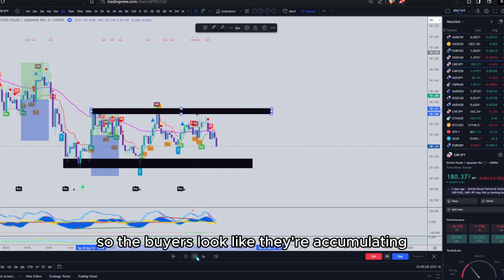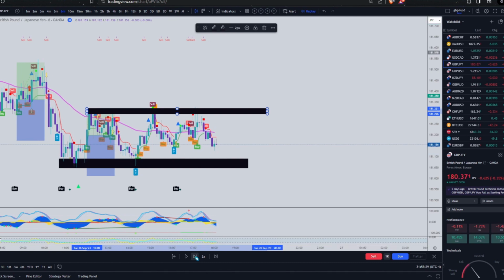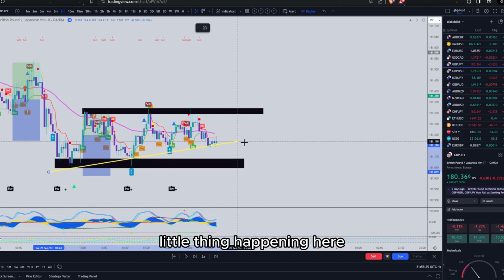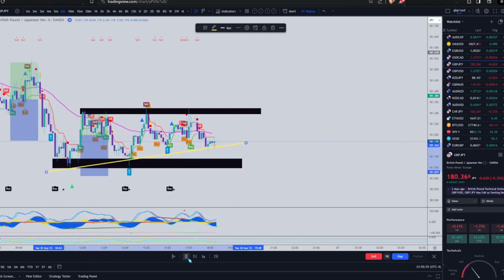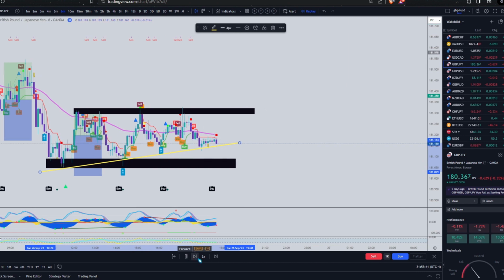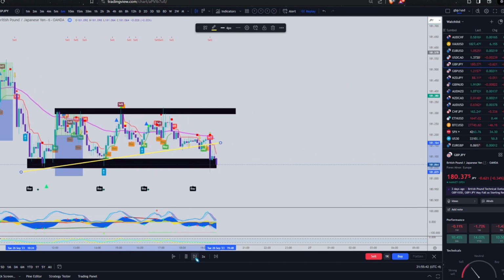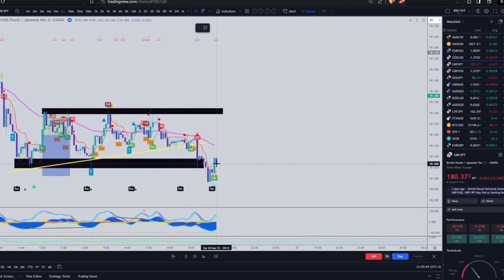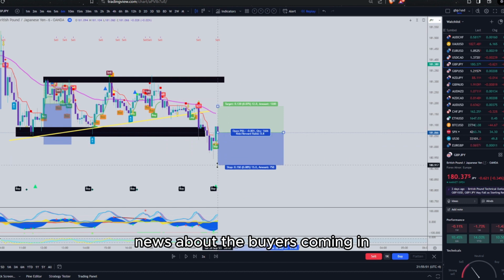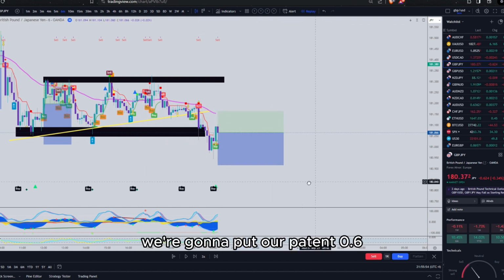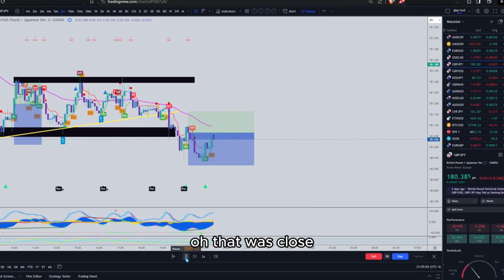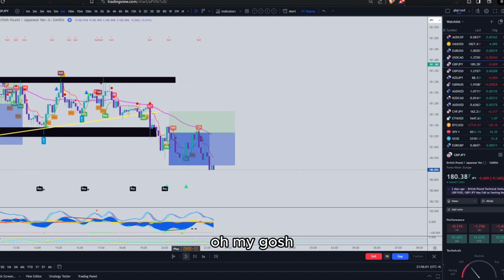So the buyers look like they're accumulating. You see, because of this little thing happening here. Oof. And finally, there is news about the buyers coming in. We're going to put our patent 0.6. Oof, that was close. Oh my gosh. Oh my gosh.